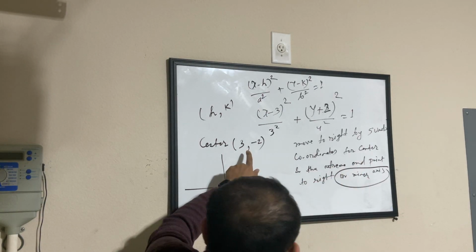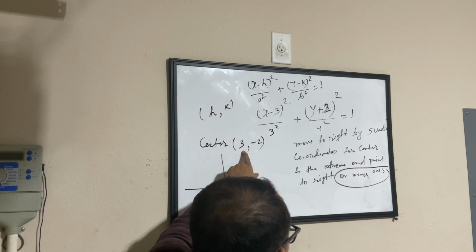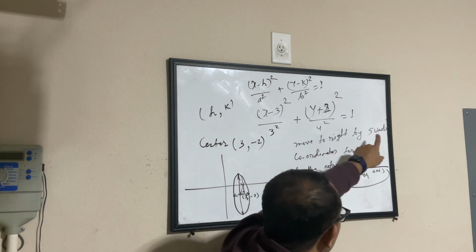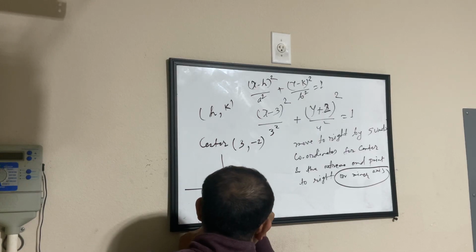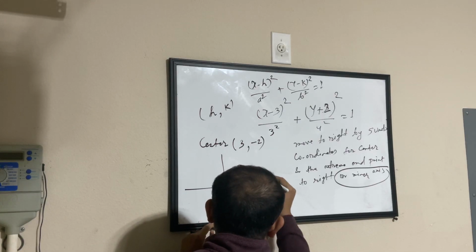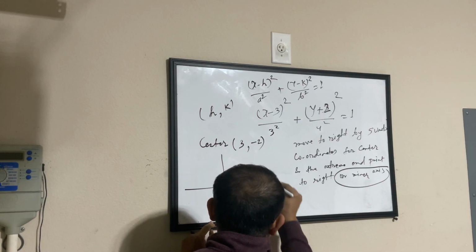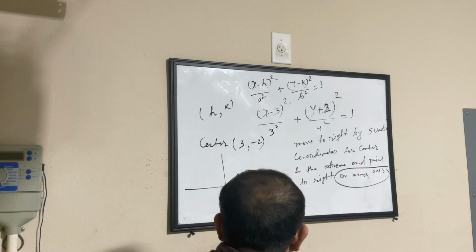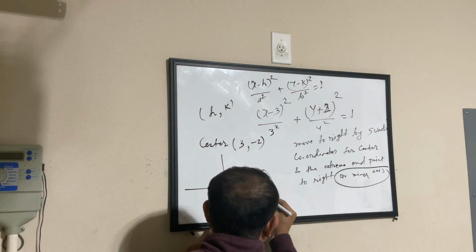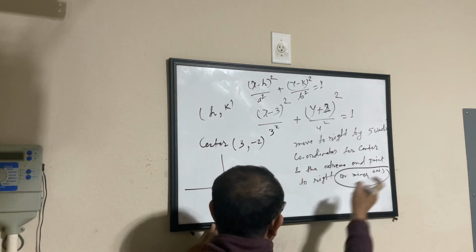Coordinates for the center, which we have already found. Now we are saying move to right by 5 units. So we have to move it to the right by 5 units, meaning we are just shifting this by 5 units. What will change? My y coordinate will not change. Only thing that will change is my x coordinate, which was 3, minus 2 before, and I am moving it by 5 units to the right.